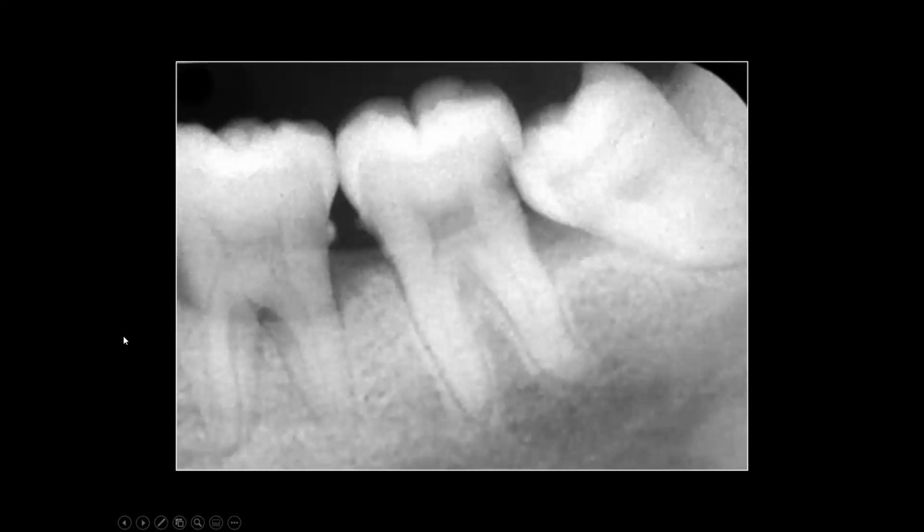All right. What side of the mouth? Left. Good. All right. Everybody okay with left? I hope so. This is number 17, 18, and therefore that must be 19.